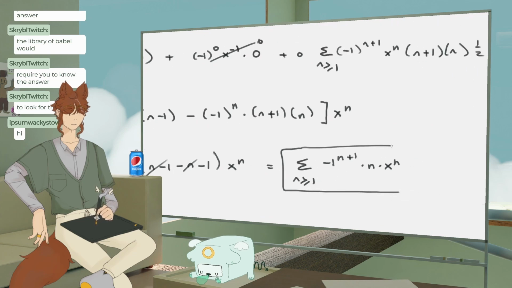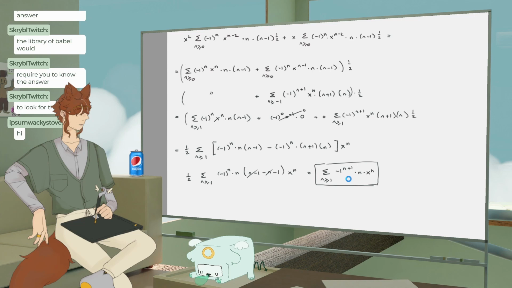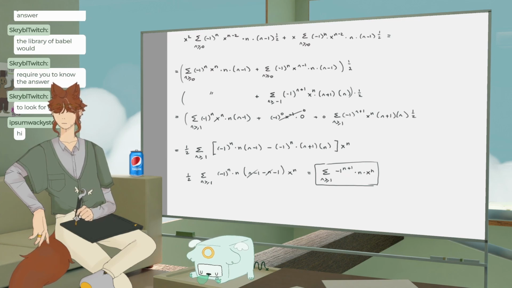Okay, that's as clean as I feel like it's gonna be. I feel like I maybe messed up somewhere because it's too clean. It's too nice. I feel like I don't deserve that. Maybe we do.